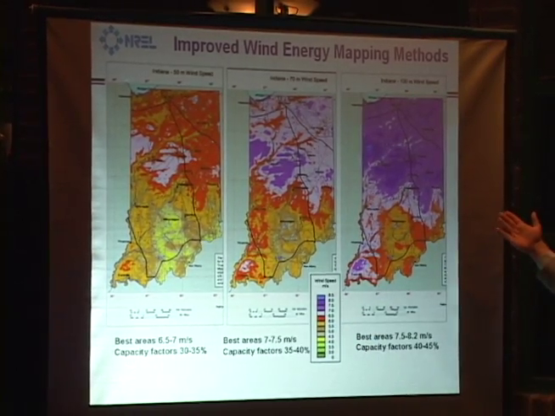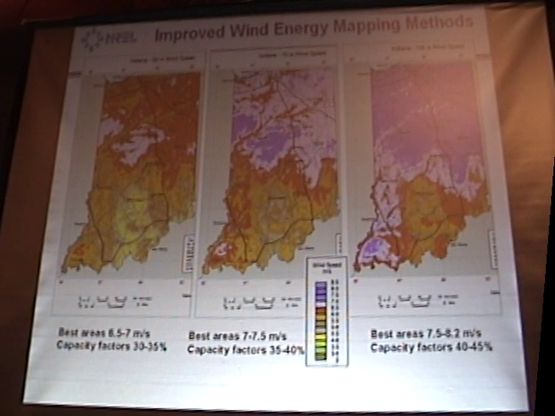When we went up to 100 meters, we realized that we had really good winds, but it's because there's wind shear in the boundary layer of the atmosphere. And so no one really went up that high to check it out, but when we did, we found that the whole northern part of Indiana is a good wind state as long as you can build a tower that's 100 meters tall, which is well within the capability of the technology today.